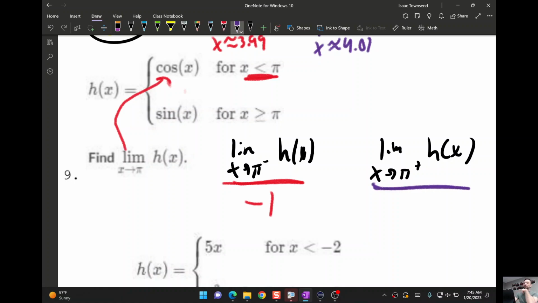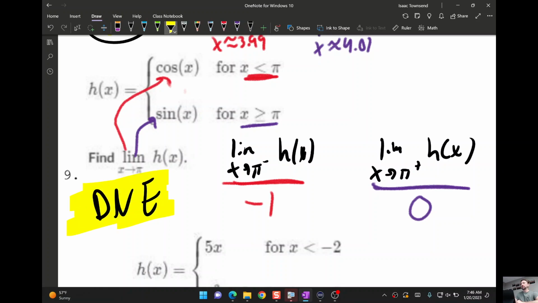From the right side of pi, that's where x is going to be slightly bigger than pi. That should get plugged into the bottom one because it's saying x is greater than pi. And if you plug pi into the bottom part of the equation, the sine of pi is 0. But if the limit from the left doesn't equal the limit from the right, then this one that doesn't have a direction would have to be does not exist. The limit from the left has to be the same as the limit from the right.